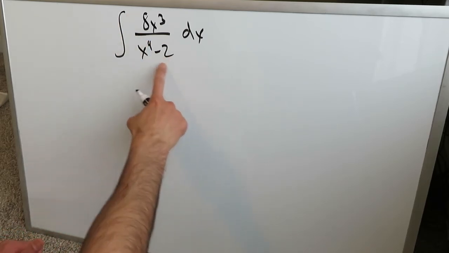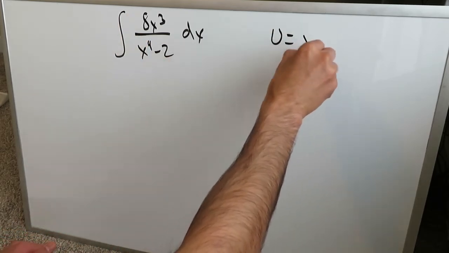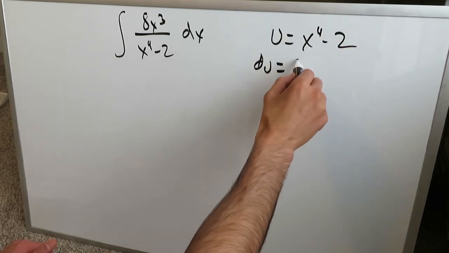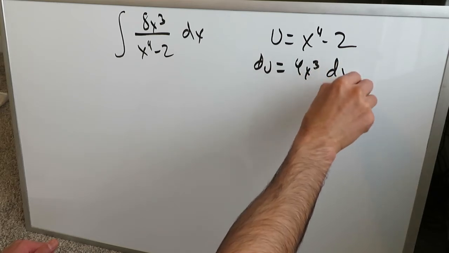Look over here. If you make the substitution for this, if u is equal to x to the 4 minus 2, that's one substitution. du is equal to 4x cubed dx.